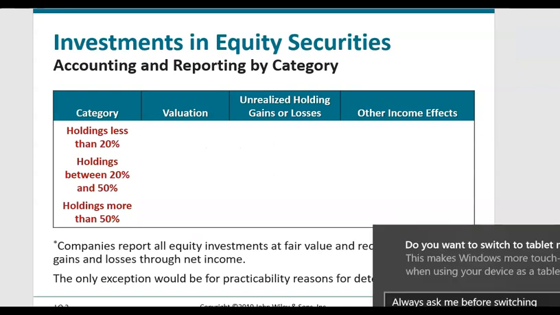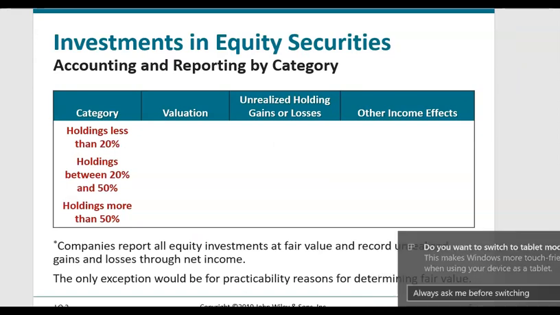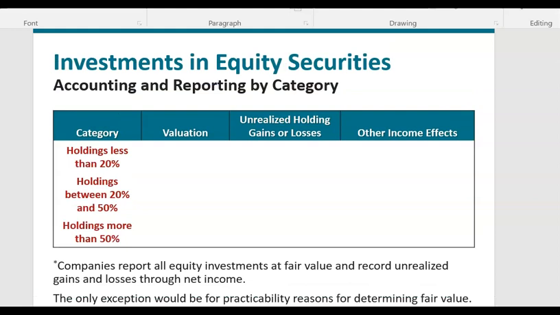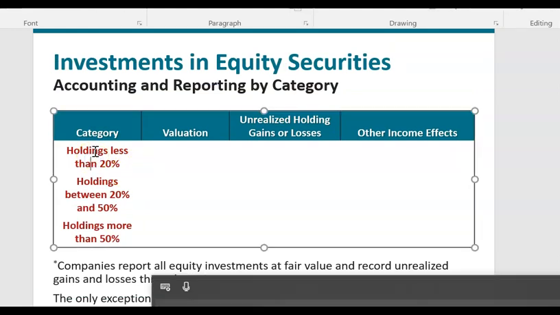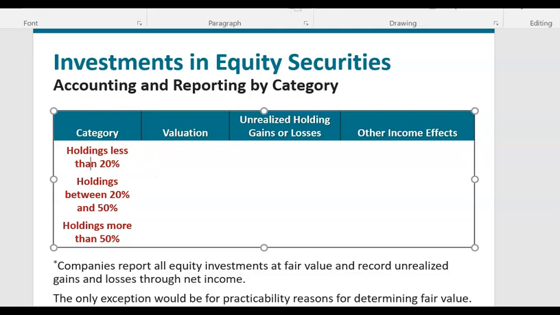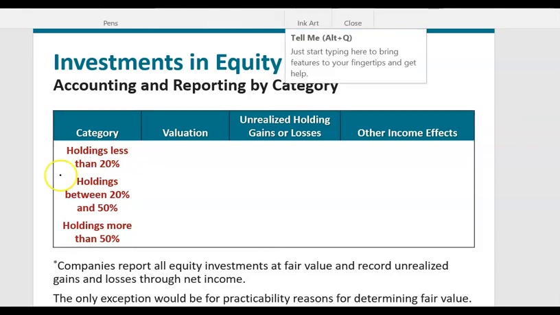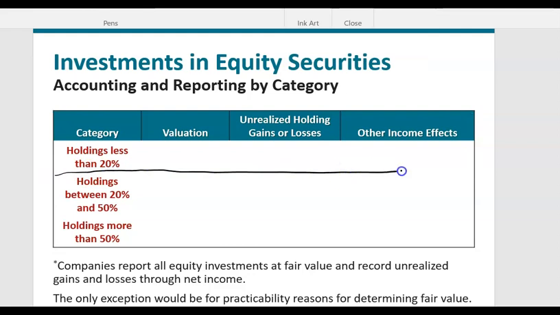Let's look at these three accounting methods one at a time. We'll write down the notes, and then as we continue throughout this video, we're going to look at each of these three methods in more detail and with examples. Let's start with holdings less than 20%. You buy one or just some shares of common stock of another company. We are going to record those shares, that equity investment, at fair value.